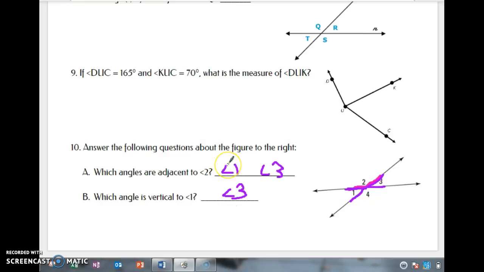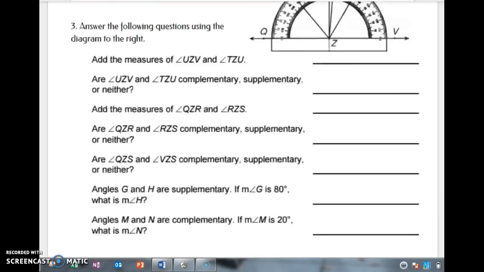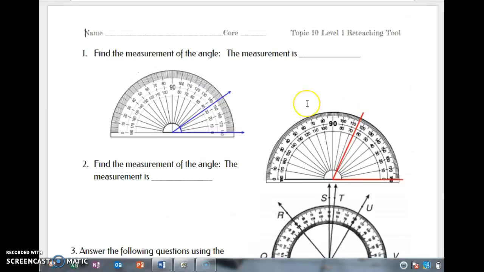So if you have any questions on any of those questions that we went over on your level 1 worksheet, bring it up to me to get it checked by either me or Miss Wood. Once you've completed all of the worksheet and I've checked it and you understand it, you will be ready to do the retake.